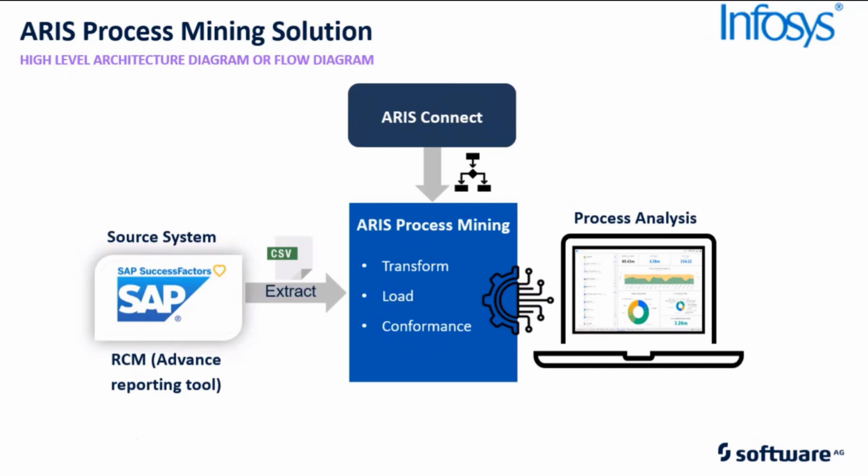Along with that, we have connected ARIS Connect with ARIS Process Mining, where we can utilize the already available process models in the repository of ARIS Connect to do conformance analysis by comparing the ideal process with the process that will be discovered by ARIS Process Mining. Once the data model is in place, we can create the KPIs and then utilize those KPIs to create visualizations in a dashboard that can be utilized by the business team to do process analysis and improve their processes.